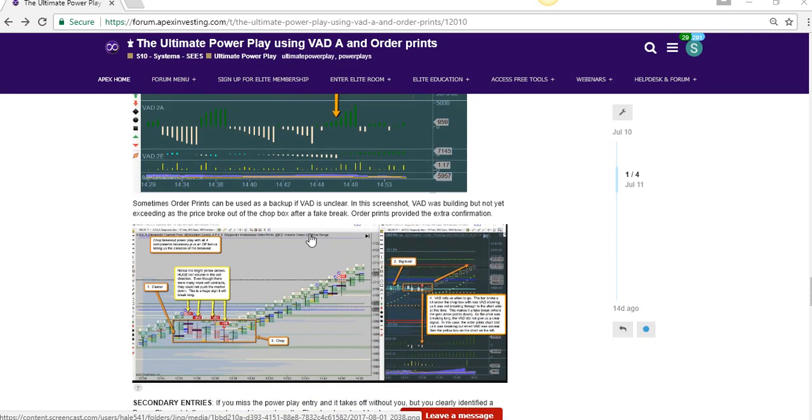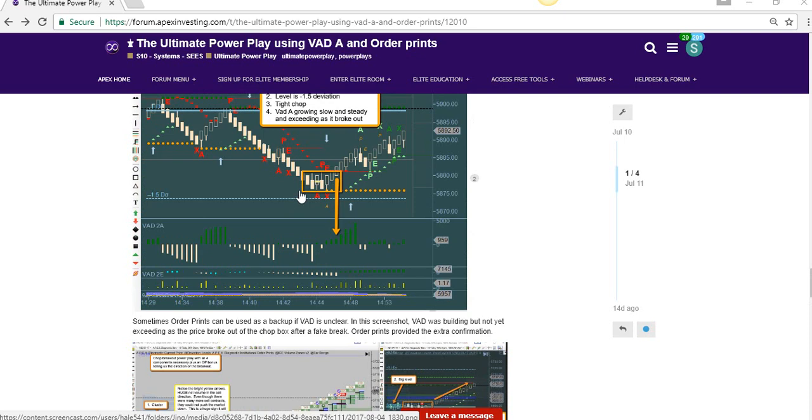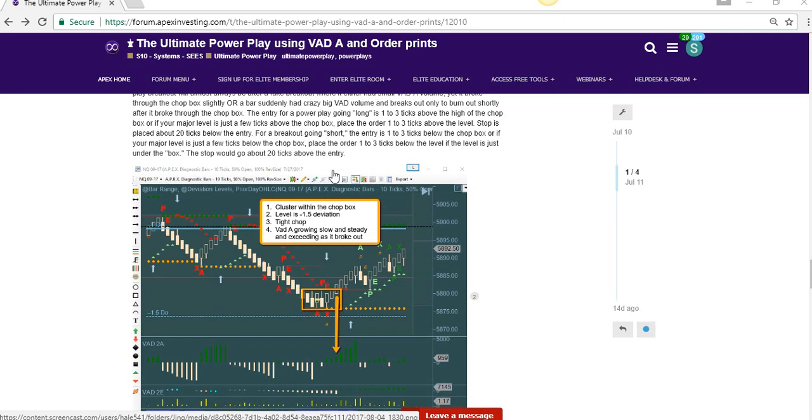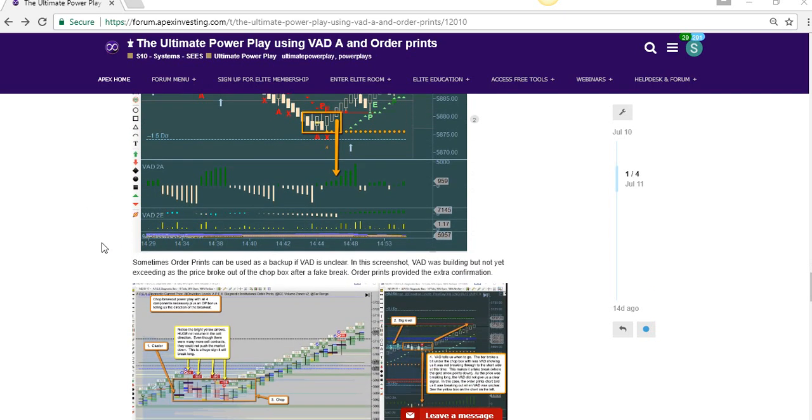Great. Are we around a level? Yes. Great. Do we have our clusters? Yes. Great. We've got VAD telling us right here what's going on. Yes. Great. I'm taking the trade, right? And what am I doing? I'm entering 1 to 3 ticks above the high of the chop box, 20 tick stop.